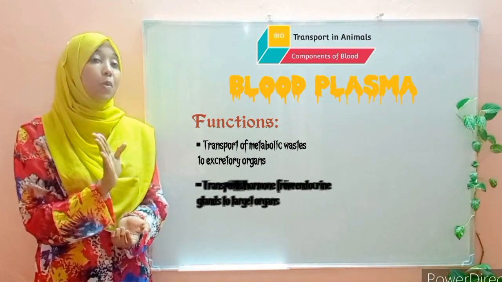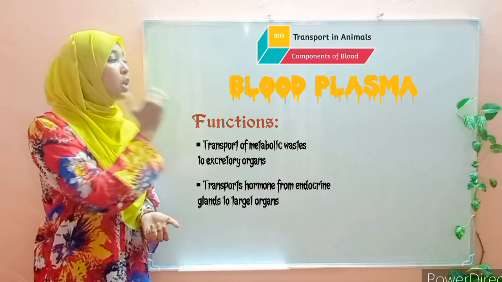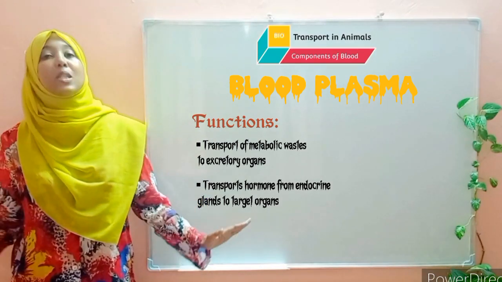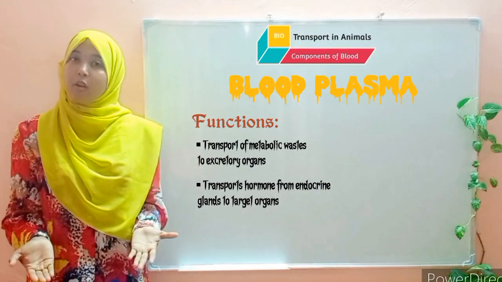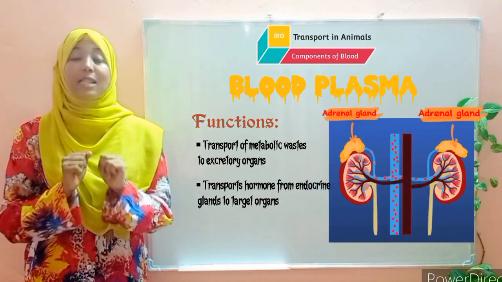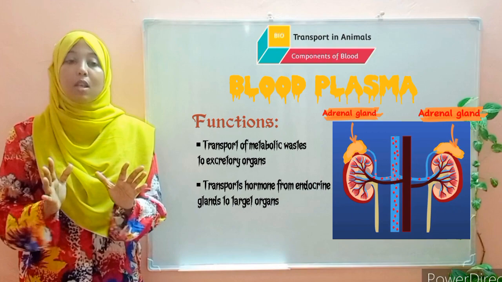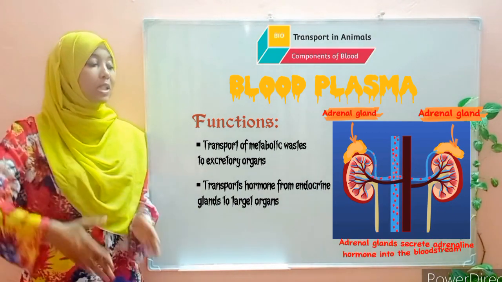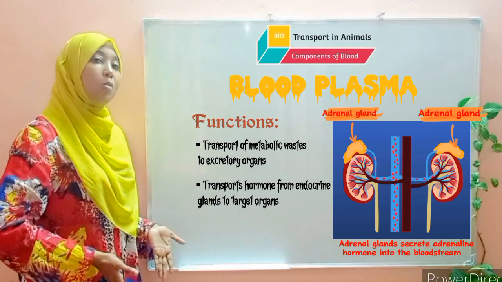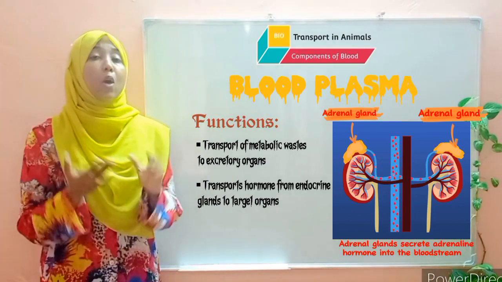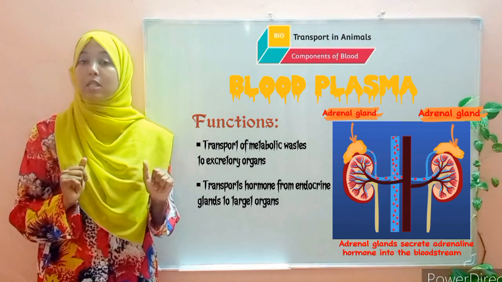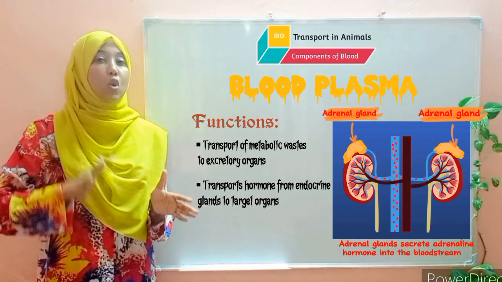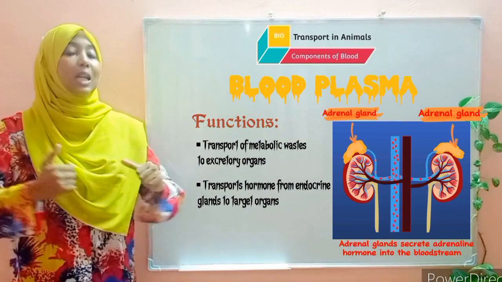Now, hormones are transported from endocrine glands to target organs. Okay, pause. Let's break that down. What are endocrine glands? Endocrine glands are simply organs that, number one, produce hormones and then secrete these hormones into the blood. So they secrete the hormones directly into the blood. Now, hormones act as chemical messengers. They control different physiological processes that occur within our body.